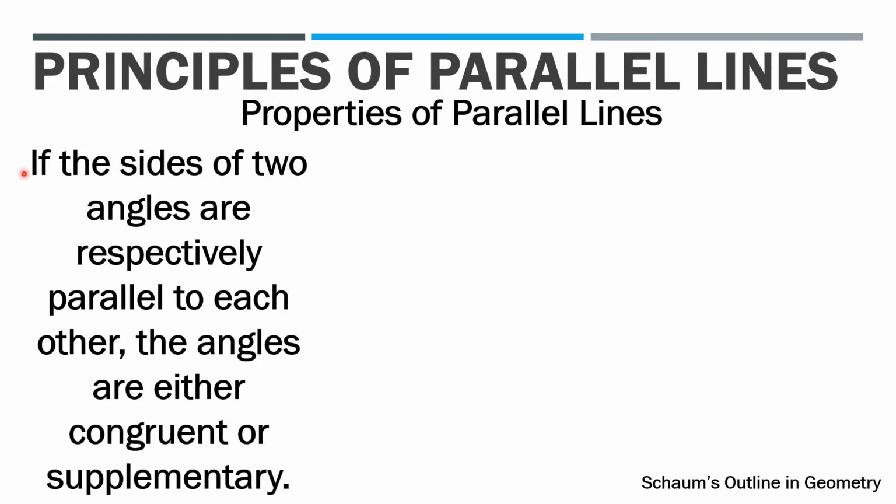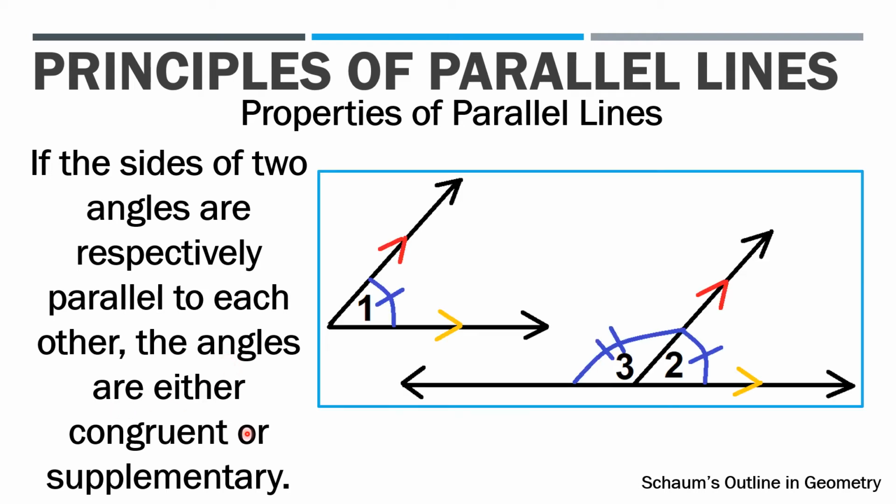If the sides of two angles are respectively parallel to each other, the angles are either congruent or supplementary. In the illustration, if the sides of angles 1 and 2 are respectively parallel to each other, this one and this one, this one and this one, then angles 1 and 2 are congruent, and angles 1 and 3 are supplementary.